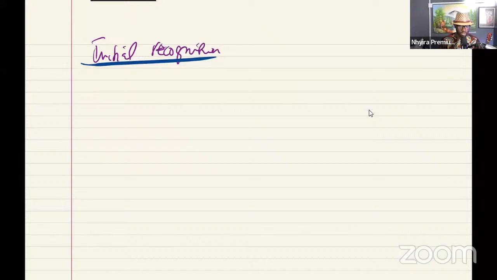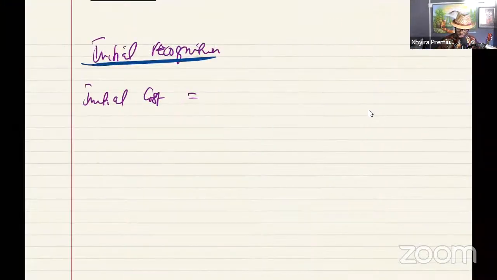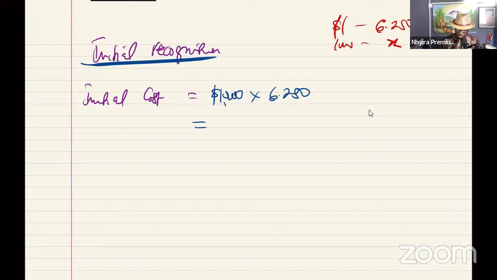Very simple. We need to look at the initial recognition. On initial recognition, we translate it into the functional currency. So the initial cost of the assets is $10,000, and the exchange rate is 6.250. You just have to know when to multiply and when to divide when dealing with this issue. So the initial cost is going to be 10,000 US dollars multiplied by 6.250, and that is 62,500.